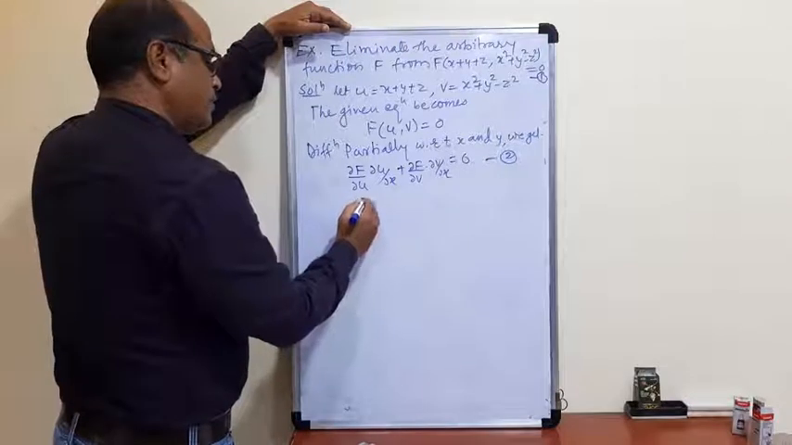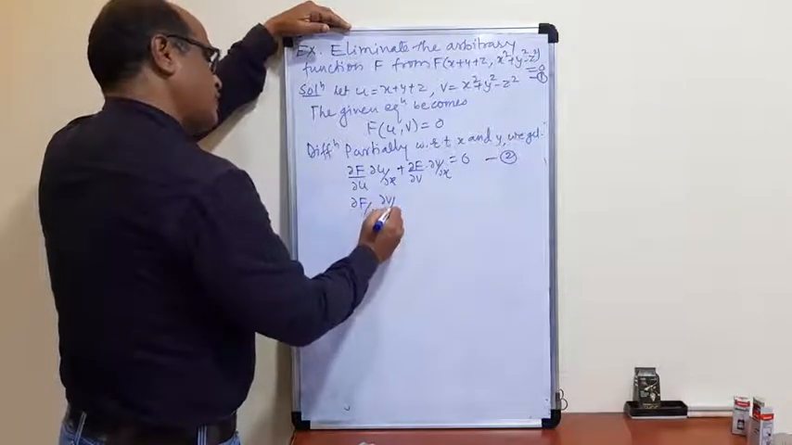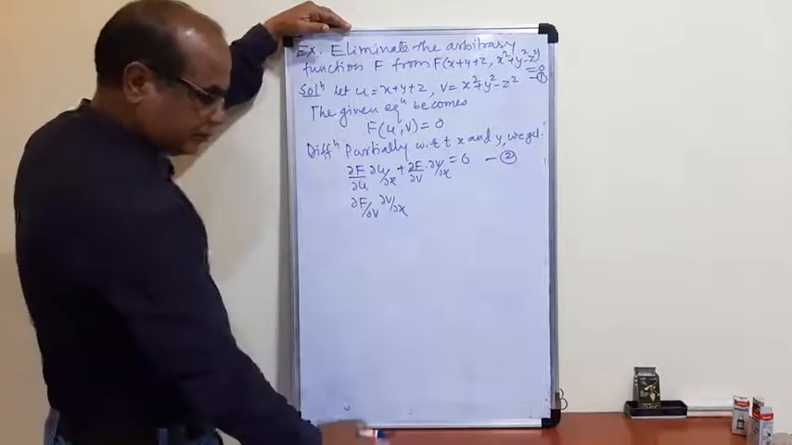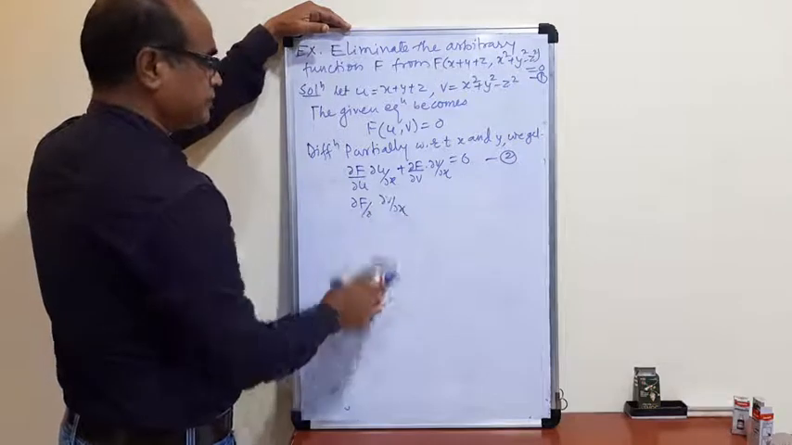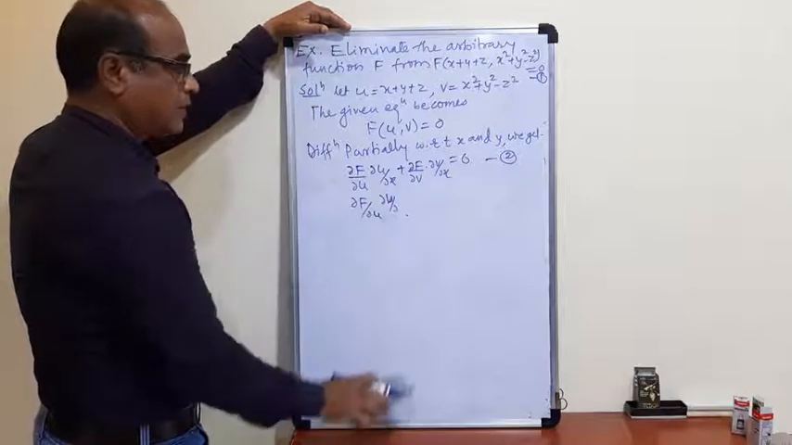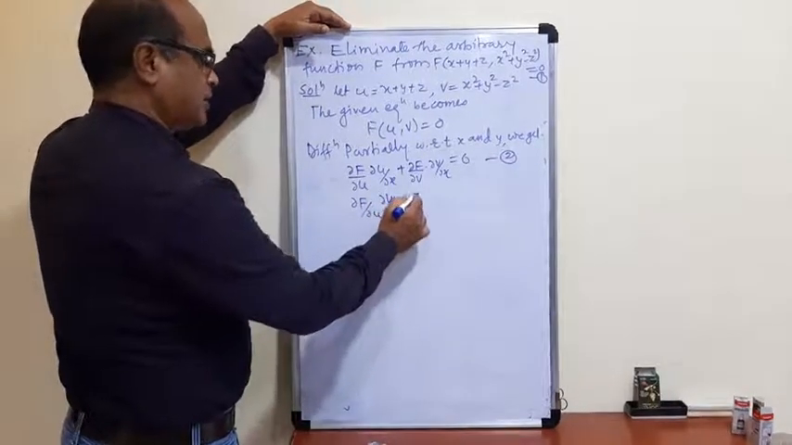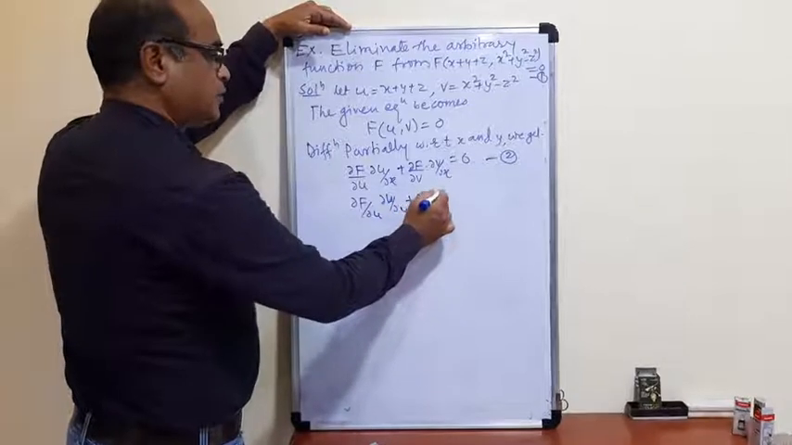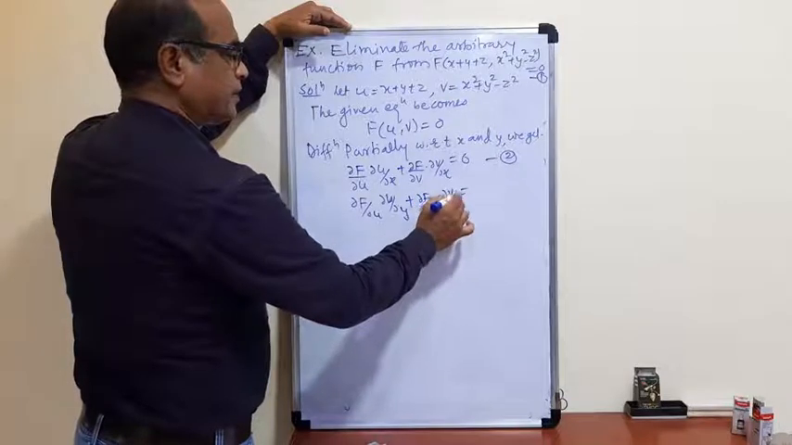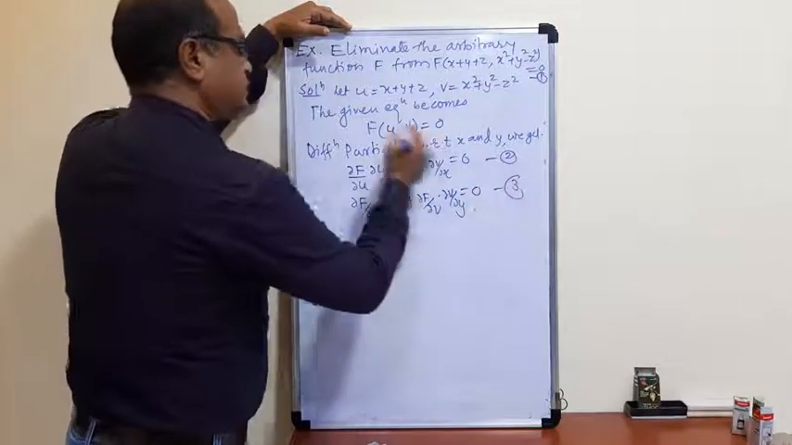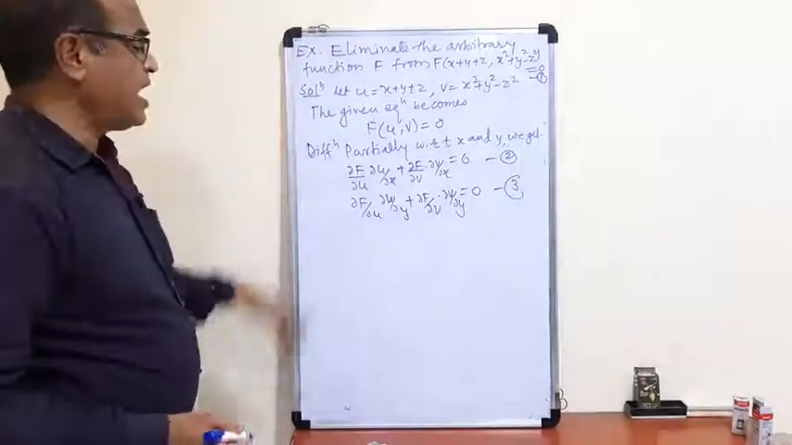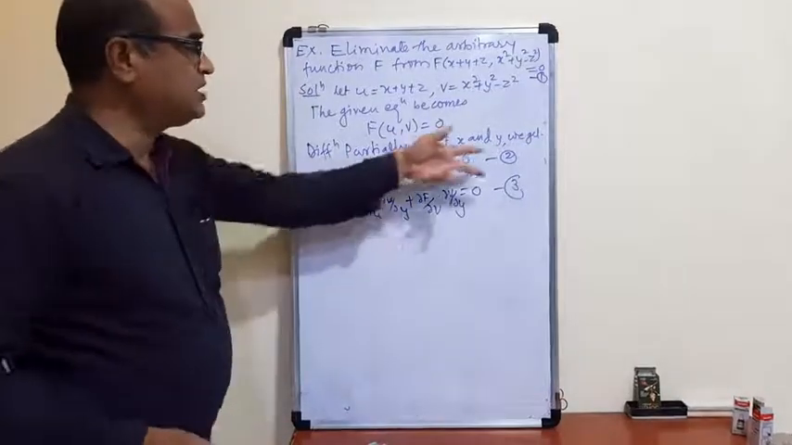And dou f by dou u into dou u by dou y, with respect to y, plus dou f by dou v into dou v by dou y is equal to 0. Equation number 3. So differentiate this equation with respect to x partially, and with respect to y, we get these two equations here.